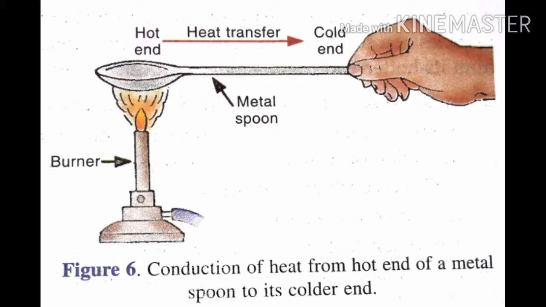When heat is transferred from the hotter end of the spoon to its colder end, there is no movement of the material of the spoon from one end to another. Such a transfer of heat from the hotter part of a material to its colder part is called conduction.